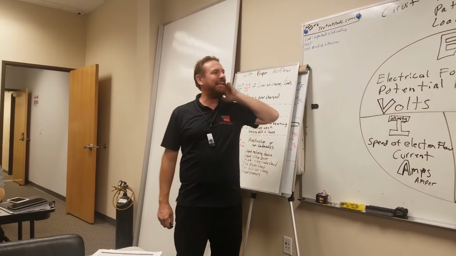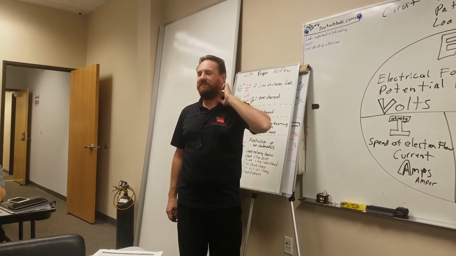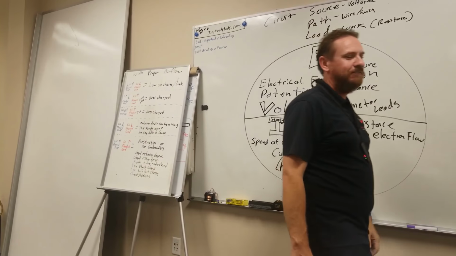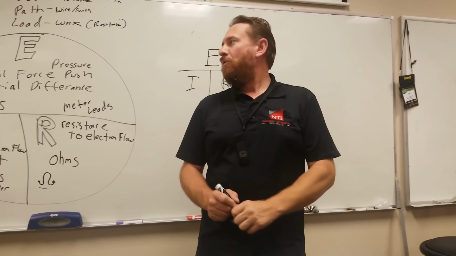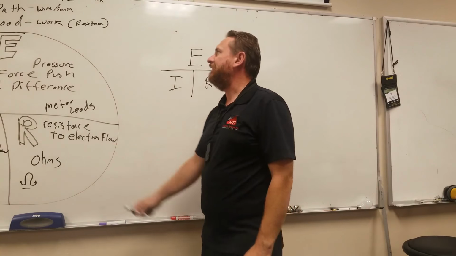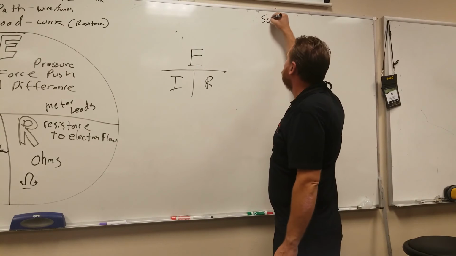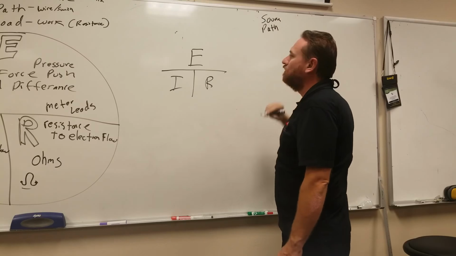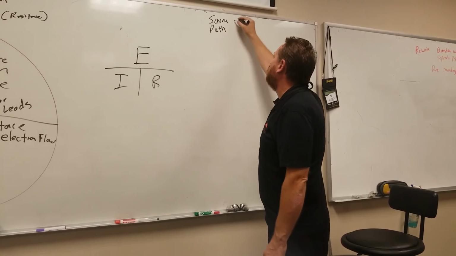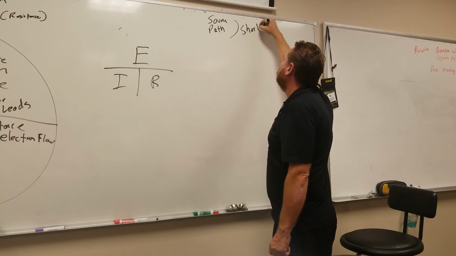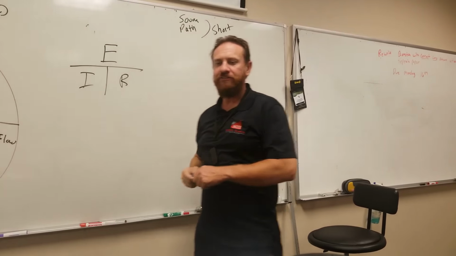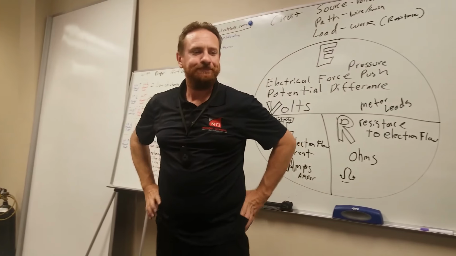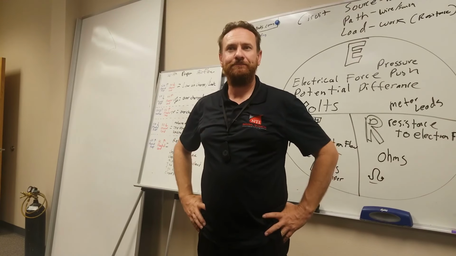All right, E over I and R. This is electricity. These three things, the trifecta, you have to have all three of these to have electricity. What happens if I take out resistance and I have simply a source and a path, but I have no load? We end up with what we call a short, a short circuit. Electricity flows too fast. It's going to burn something up. Okay? So far so good?